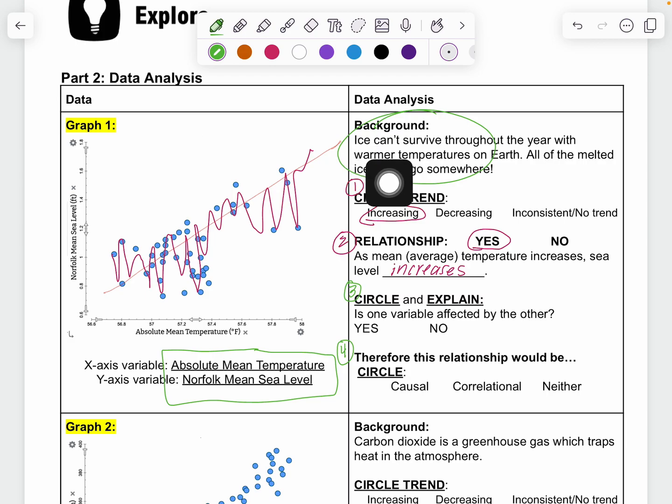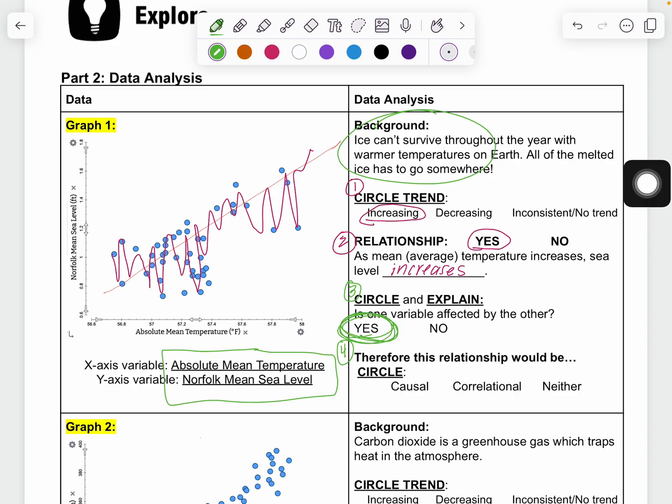Well, ice will melt. If ice melts, it has to go somewhere. Well, where would that melted ice go? It's going to run off, it's going to infiltrate, ultimately getting to the ocean, the sea. That will change sea level. Does temperature have an impact on sea level?